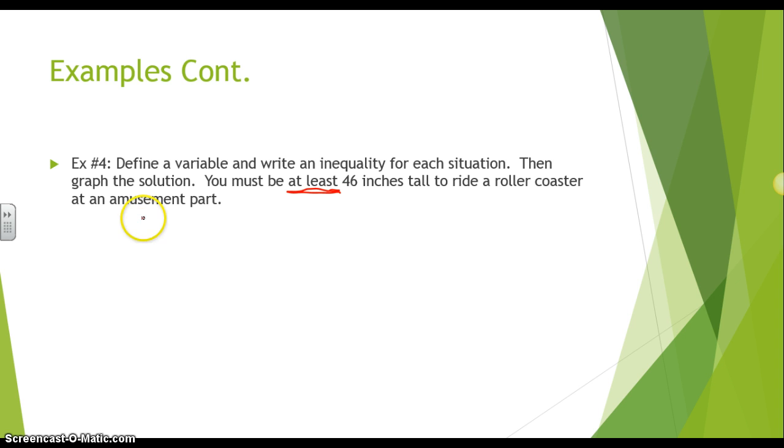So we can call h my variable, and that's going to represent my height. And when you're doing your homework, I would like for you to label what the variable is representing for the inequality. So you must be at least 46 inches or taller to ride a roller coaster. If h is representing my height, now I write an inequality where h is greater than or equal to 46. The reason it's greater than or equal to is because they can be 46 or taller than 46. So that's why I can include that.